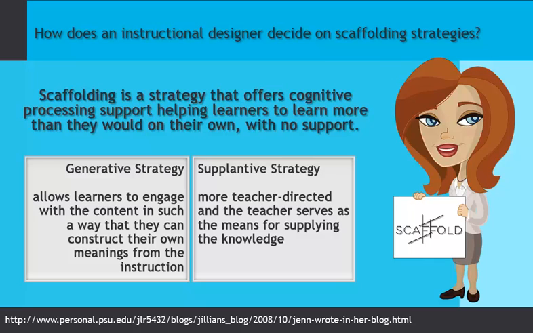So just like an instructional designer needs to understand the pedagogical approach and teaching style expected from the teacher to develop appropriate content, the instructional designer also needs to take into account different scaffolding strategies as well.